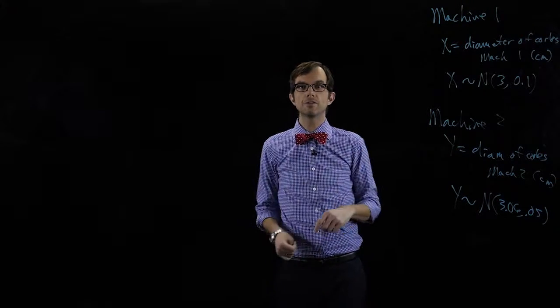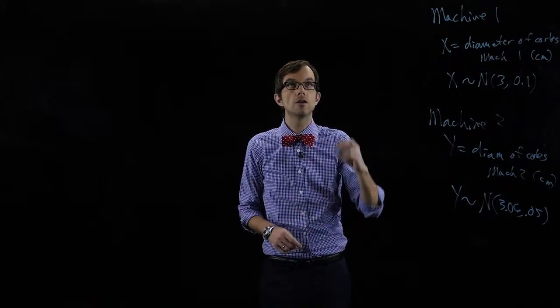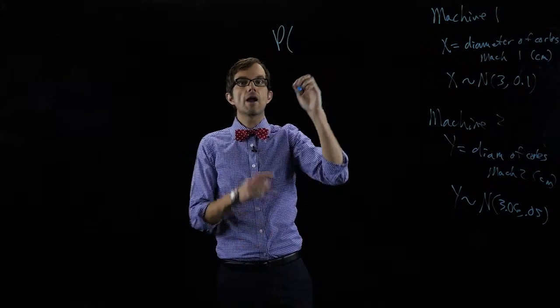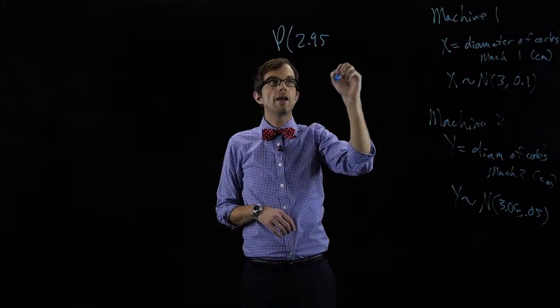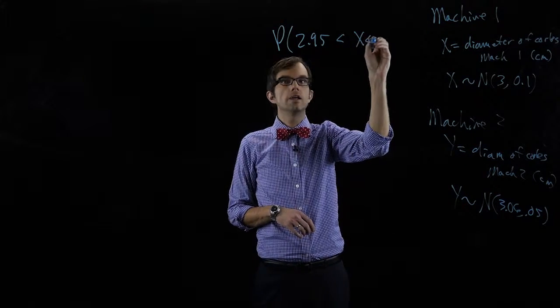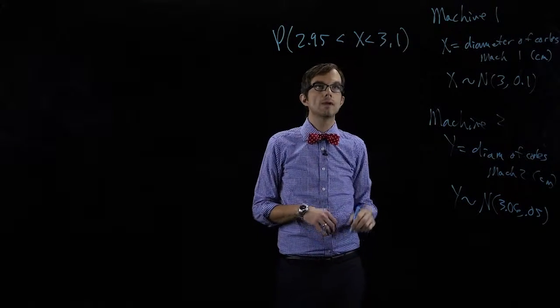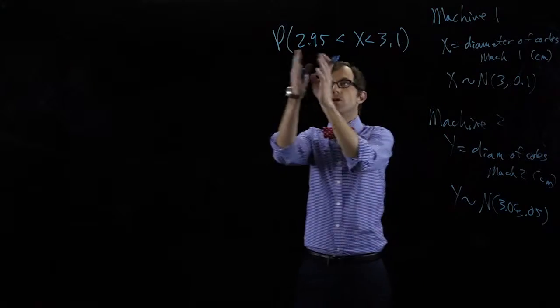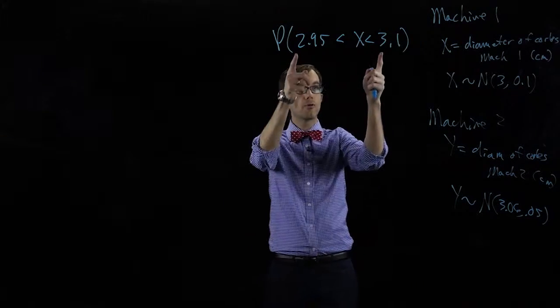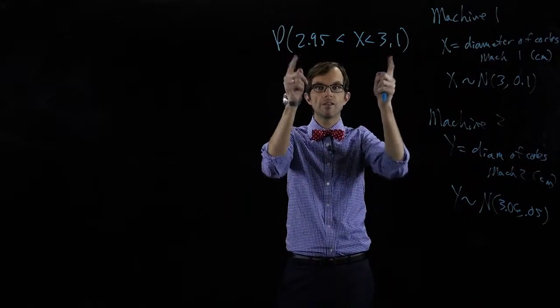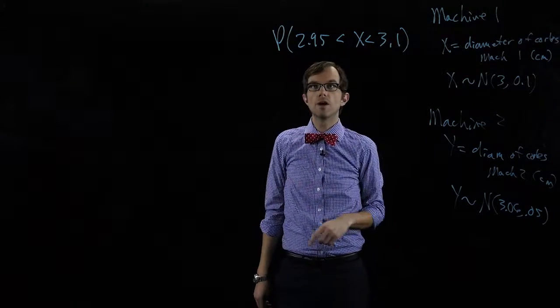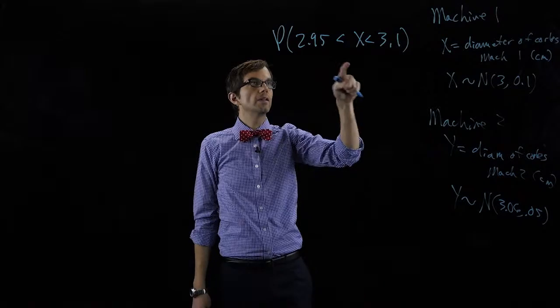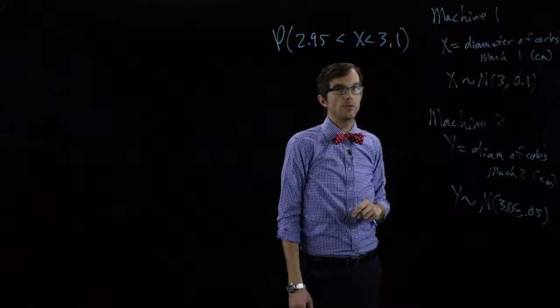And we have specifications on what those corks need to be. The lower bound on an acceptable cork is 2.95 centimeters, and the upper bound is 3.1. Anything above this and below this, we can't use. So this is the probability that we want. We want to maximize this probability. So this is for machine 1. Let's find out what the probability is that we produce an acceptable cork.